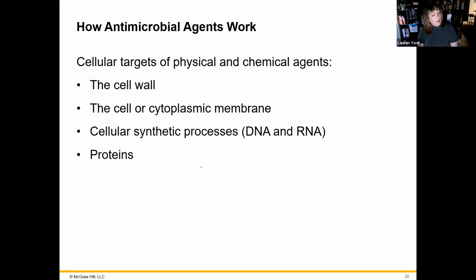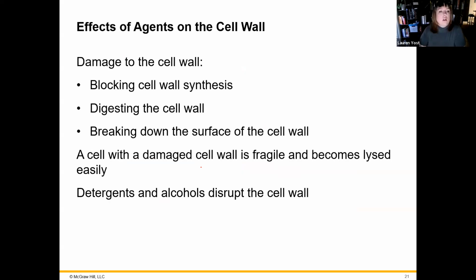So how do they work? Basically, there's four main things that they can target. They can target the cell wall, the cytoplasmic membrane, the cellular synthetic processes that includes RNA and DNA synthesis, and then the proteins. So let's get into this. Things that are going to cause damage to the cell wall: we can have blocking of the synthesis of the cell wall, actually breaking it down. And then it can become relatively fragile and lysed due to addition of some of these agents when we're damaging the actual cell wall. Detergents and alcohols are pretty good at disrupting the cell wall.